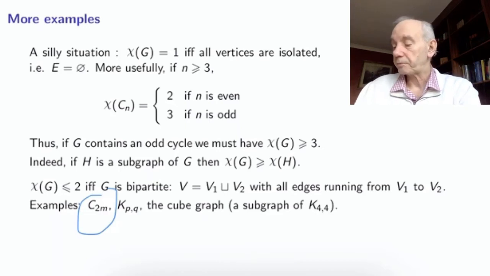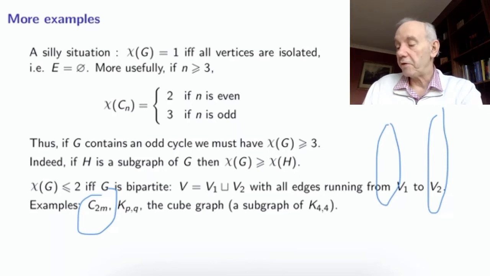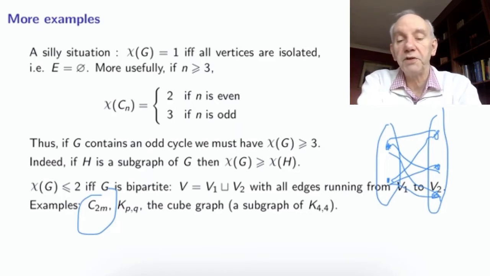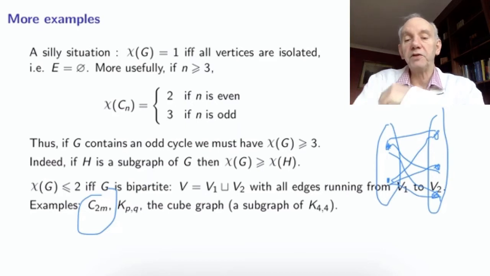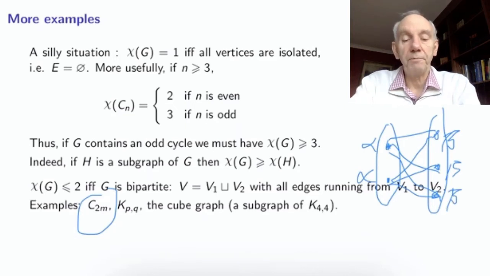That means you have two subsets, one of size P, one of size Q, and you join all the vertices. For example, let me do it for 2 and 3. You join all the vertices on the left to all the vertices on the right. K33 would be the utility graph, in which you're trying to join gas, electricity, and water to 3 houses. But the important thing is this can be coloured in 2 colours, because you can use alpha for the left-hand vertices and beta for the right-hand vertices, and you satisfy the constraint.